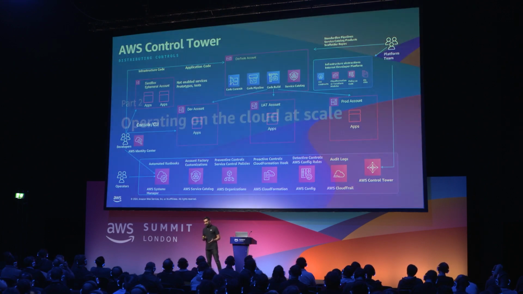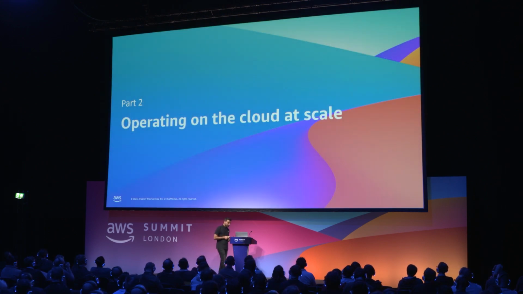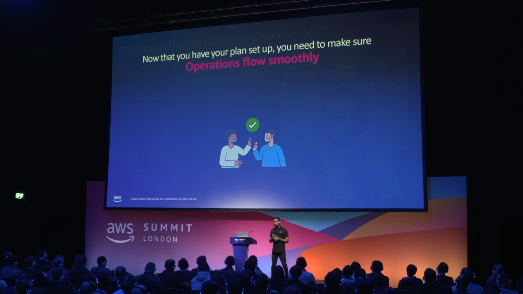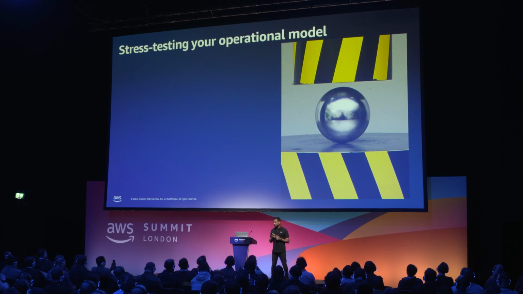Now that we have laid the foundation, we are going to part 2 of the talk, where we are talking about operations at scale and what the best practices are here. So we are talking operations here. And whenever we talk operations, we at AWS usually talk about stress testing our operating model. Remember, we started our foundation with the operating model, and we are basing our scaling on the operating model as well. So that is very important.